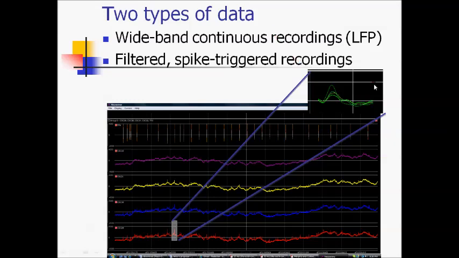And as you can see, here is the waveform of this spike at these 4 different channels, and again you see that it has the highest amplitude at one channel. It means it was probably closest to this channel.